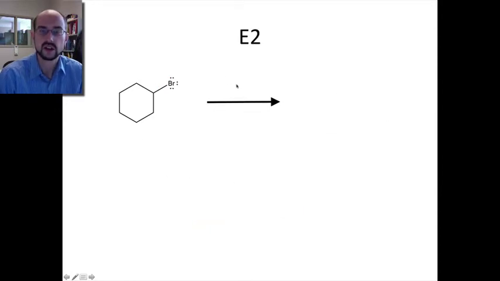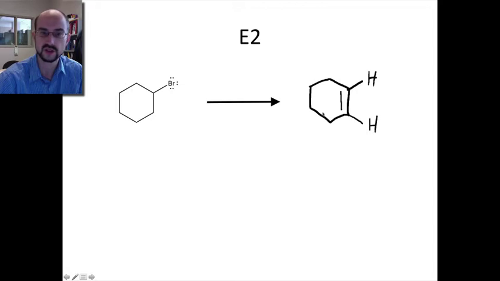Next, let's talk about E2. These last two mechanisms are only one-step mechanisms. Again, this is an elimination reaction, so we're going to create an alkene. So there's our alkene, cyclohexene. Why don't I draw these hydrogens in just so it's easier to see what's going on here. That carbon has a hydrogen, and then this carbon has two hydrogens.